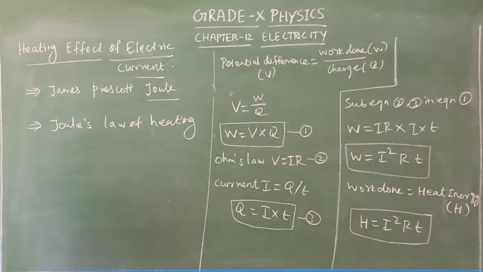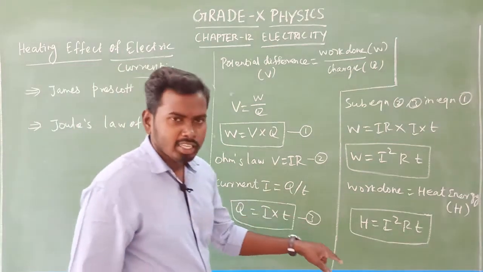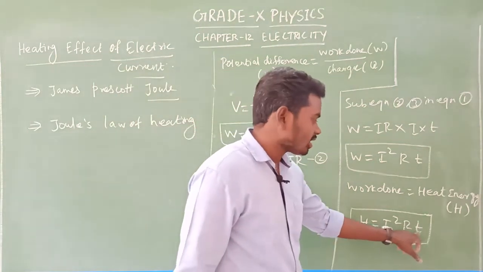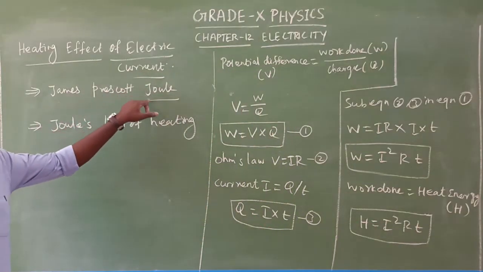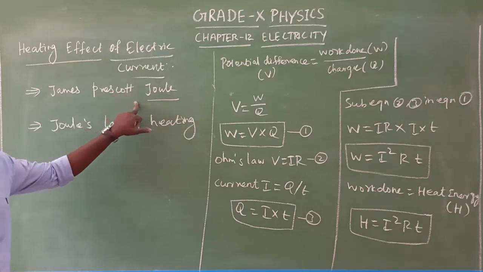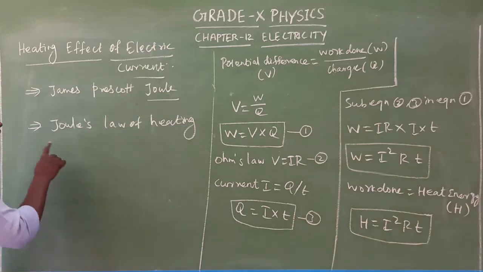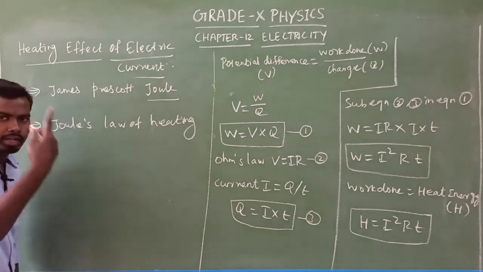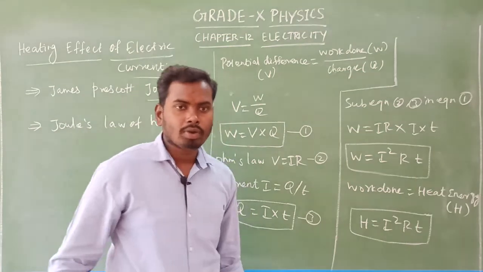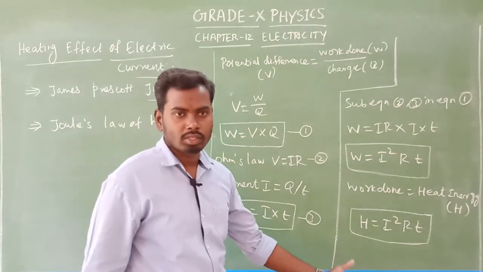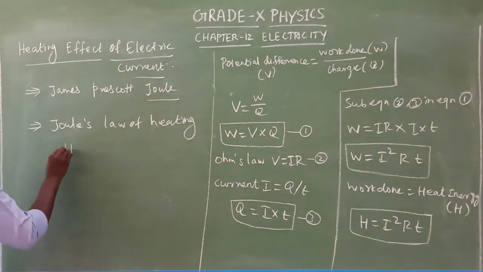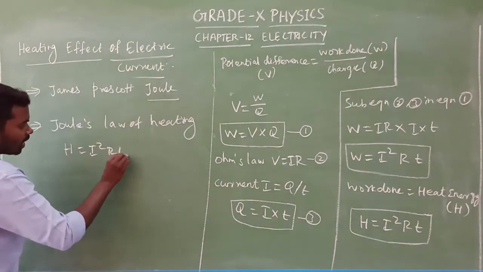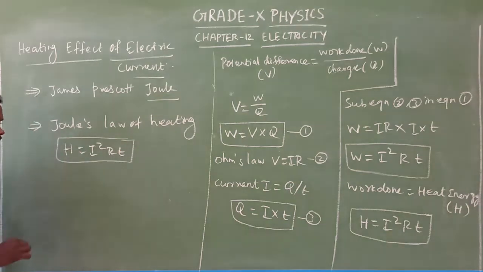Okay, look at here. Here, the relationship between the current, resistance and time was found by James Prescott Joule. Actually he was a scientist. To honor him, that law is called Joule's law of heating. Is that clear, students? Very, very easy, students. So what is Joule's law, sir? That is Joule's law: H is equal to I square RT. That is Joule's law.